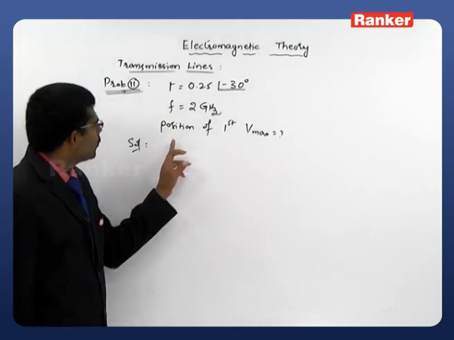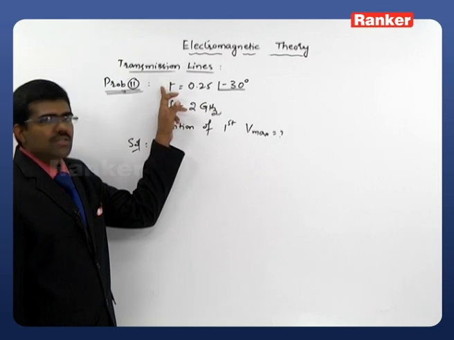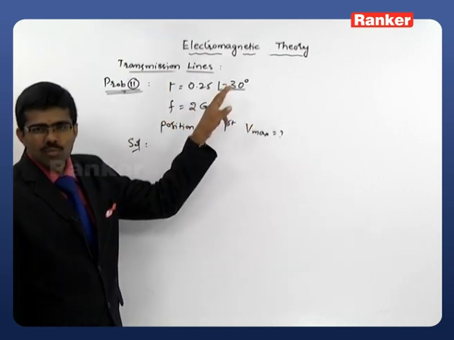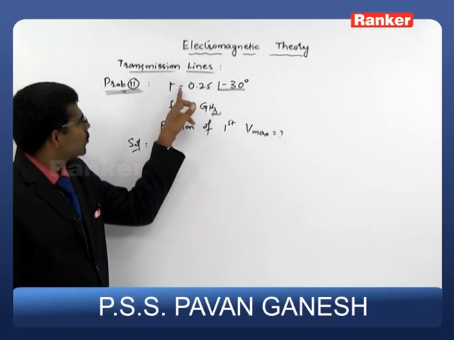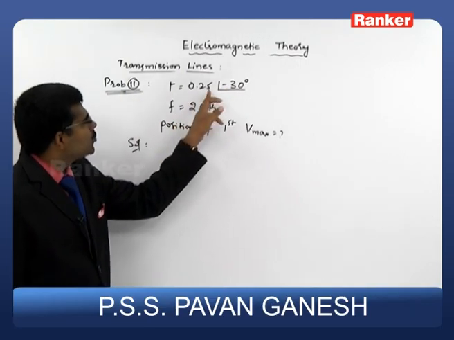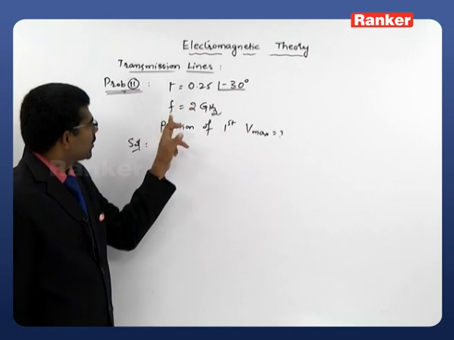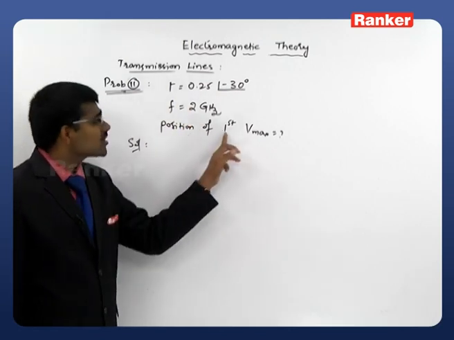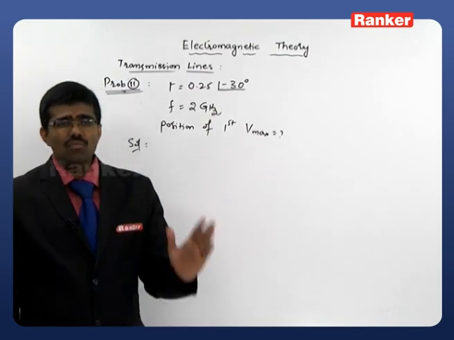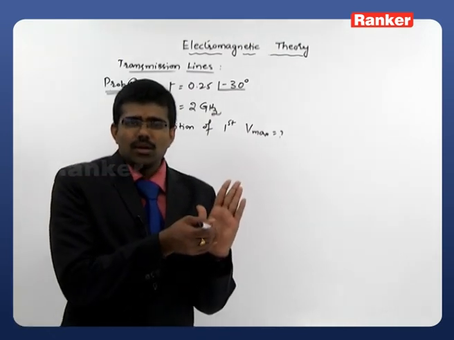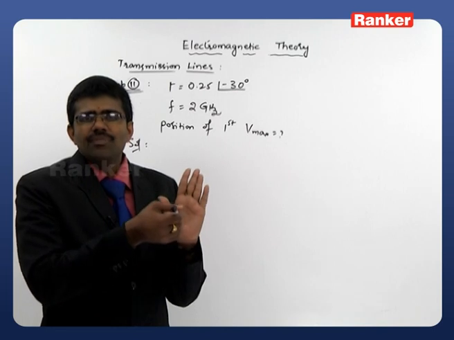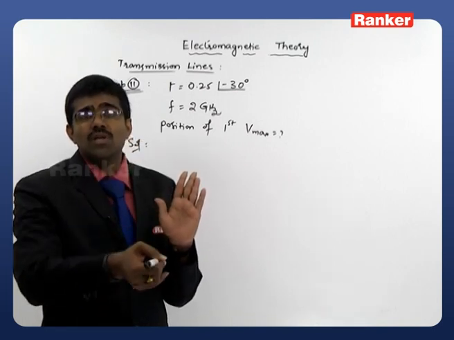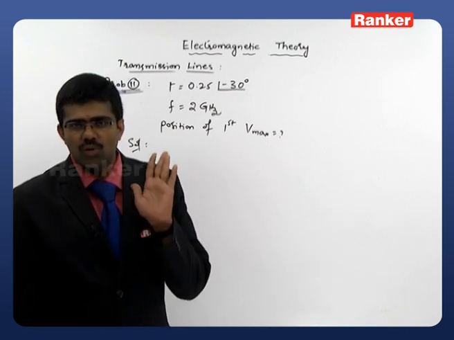Observe what data is given to us. The reflection coefficient for the load is 0.25 angle minus 30 degrees. As the problem says mismatched line, definitely a reflection coefficient will be there. This is the magnitude and this is the phase of that particular one. The operating frequency is 2 GHz. We require the position of the first V max. Whenever the voltage is traveling on a transmission line, at which location will you get the maximum voltage when it is reflected? That's what we want.